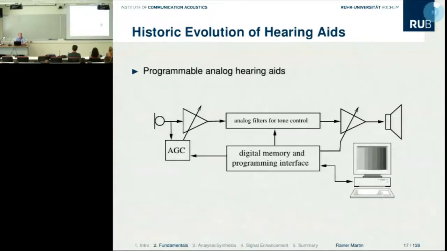Then the next step was that the acoustic signal processing was still analog, so done via analog filters, but the hearing aid had a digital interface, for programming these filters and reading out some data. So you could attach a PC, for example, in the fitting session to the hearing aid in order to adjust all the different parameters.